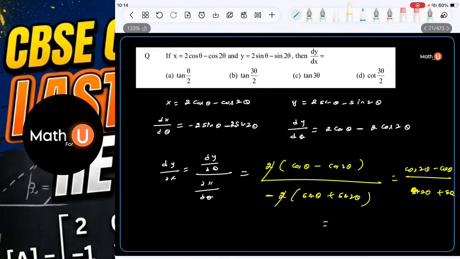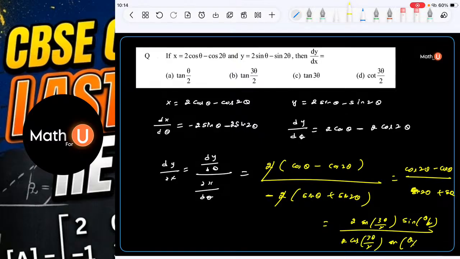If you apply this formula in the numerator, we get 2 sin 3 theta by 2 sin theta by 2. In the denominator, we get 2 cos 3 theta by 2 sin theta by 2. See, this gets cancelled, 2 gets cancelled, and sin over cos of the same angle can be written as tan 3 theta by 2. Then option B is the correct answer.